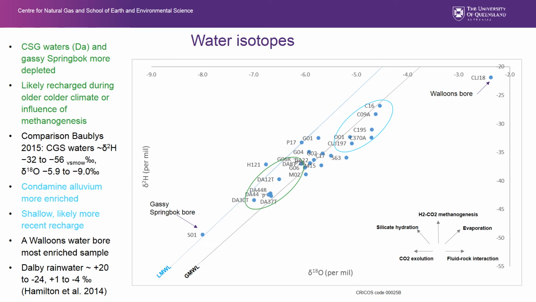Then circled in blue, the Condamine Alluvium samples, for example, were more enriched. These are shallower bores, so there's likely some recent recharge or influence from surface waters. But the Walloons water bore was the most enriched sample, which you can see up in the top right hand side.